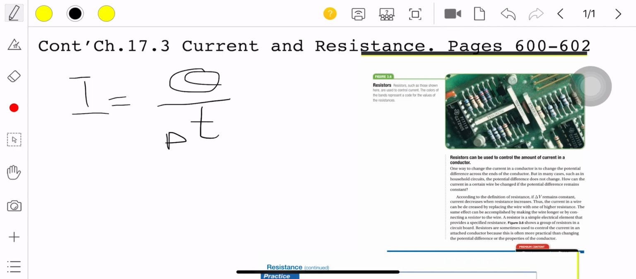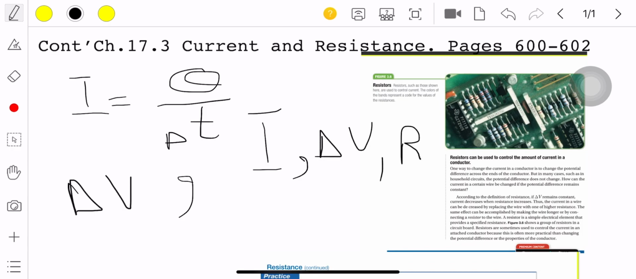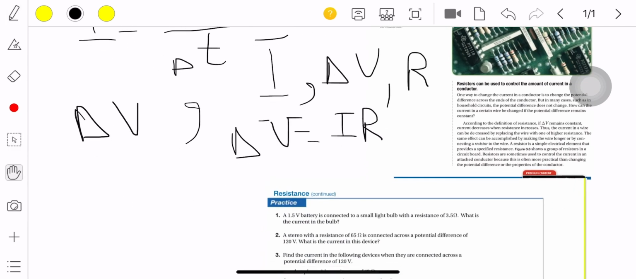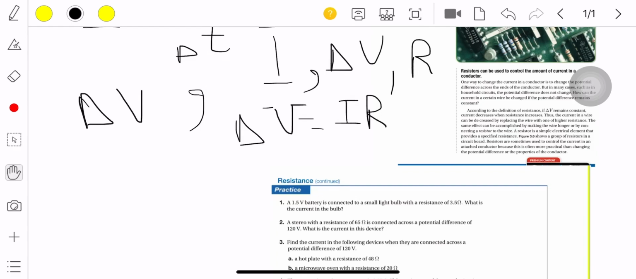Also, we defined the potential difference, the delta V, the voltage. We can say voltage or potential difference. And we said that we have a very important relationship, called Ohm's law, between three variables: current, delta V and resistance. We said that delta V is equal to I times R, or you can say R is equal to delta V over I. All of these we explained before.